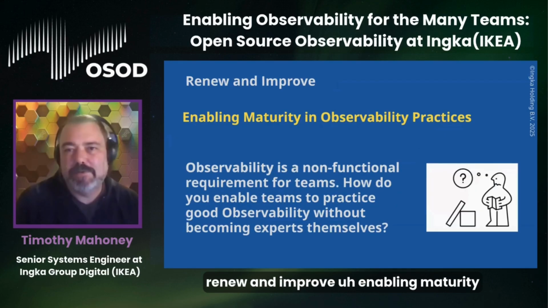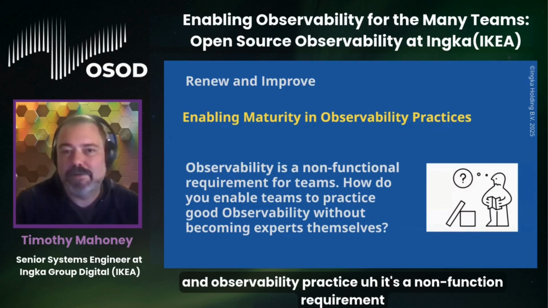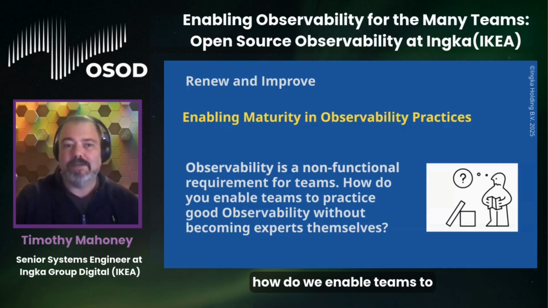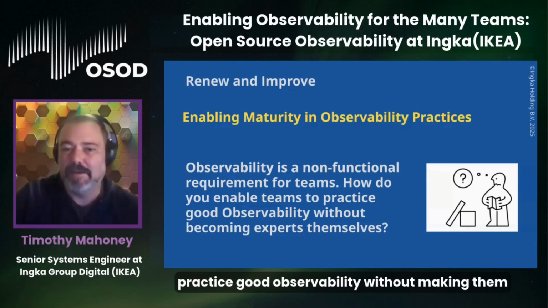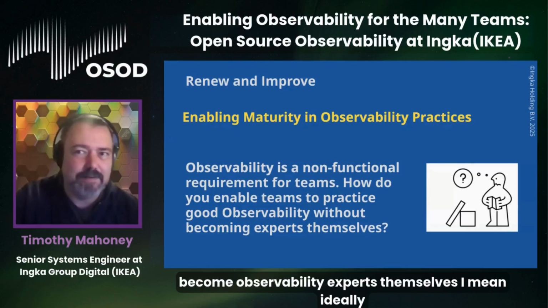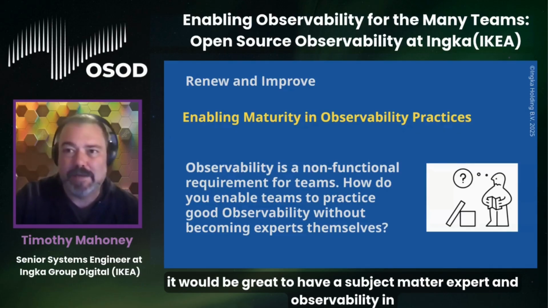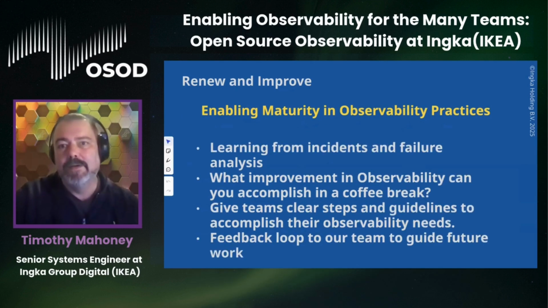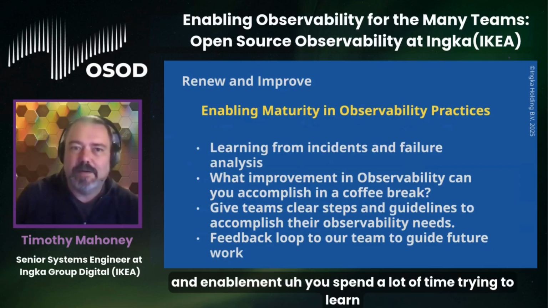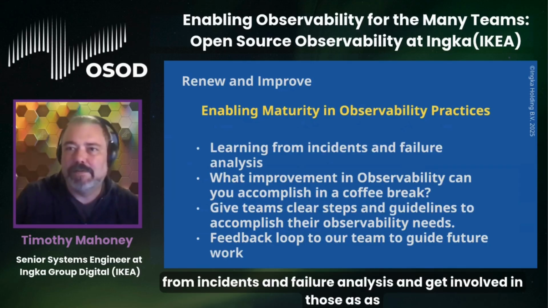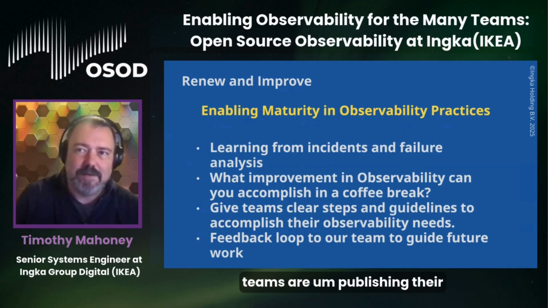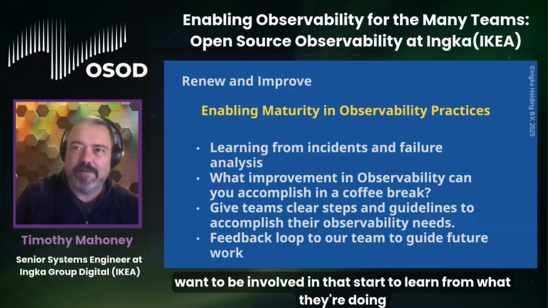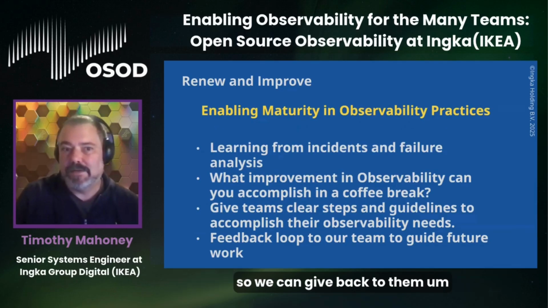Renew and improve, enabling maturity in observability practice. It's a non-functional requirement for teams to have observability on what they're running. How do we enable teams to practice good observability without making them become observability experts themselves? Ideally, it would be great to have a subject matter expert in observability in every team, but they also have a job to do and something to fulfill, and that may not be observability. So in our enablement team, we spend a lot of time trying to learn from incidents and failure analysis, and get involved in those as teams are publishing their postmortems about incidents that happened. We want to be involved in that, start to learn from what they're doing, so we can give back to them.